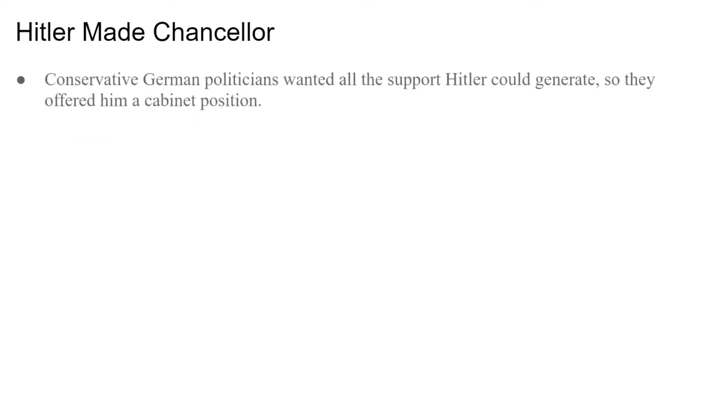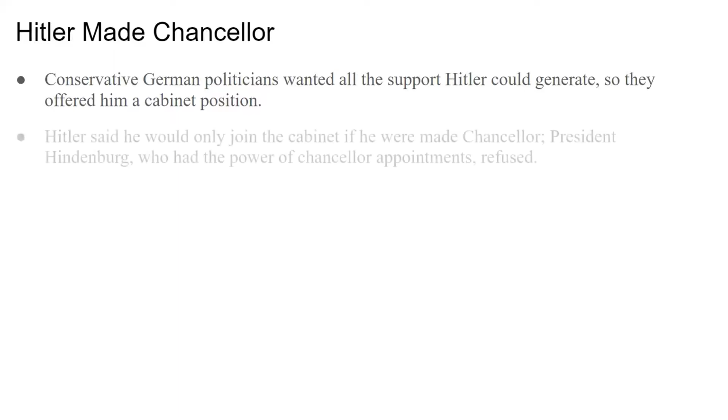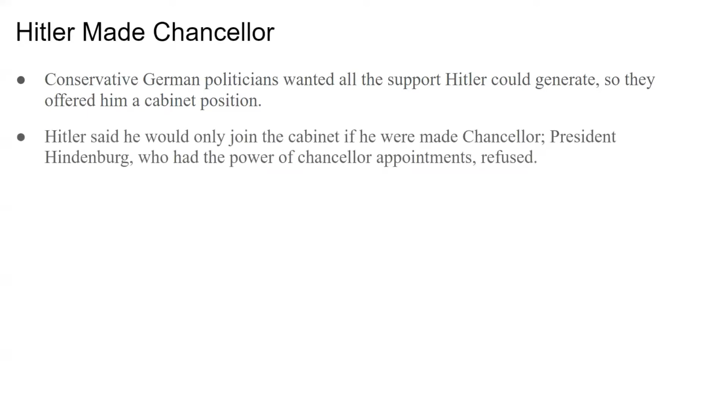What had happened was that the conservative German politicians were really jealous of it. They saw that he could generate a ton of support. He could put nationalistic sentiments in the German people, and he could use economic populism on them, but the conservative politicians could not. So they offered him a cabinet position. However, Hitler only wanted to be in the cabinet if he were made chancellor. President Hindenburg, however, did not do that.